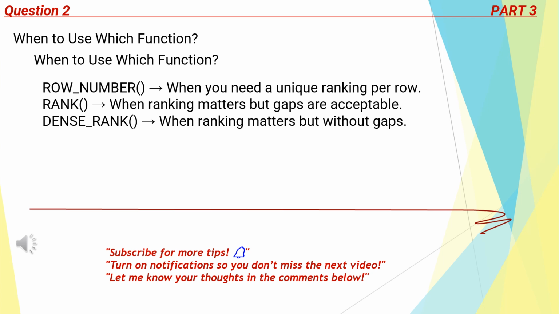Let us summarize the key differences. Row number assigns unique numbers with no duplicates. Rank allows duplicates but leaves gaps. Dense rank allows duplicates without gaps.